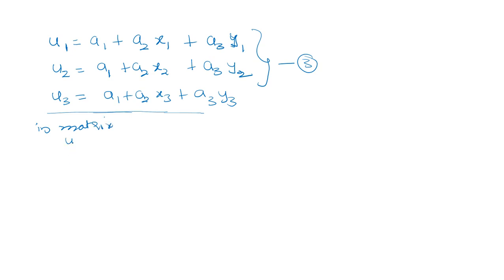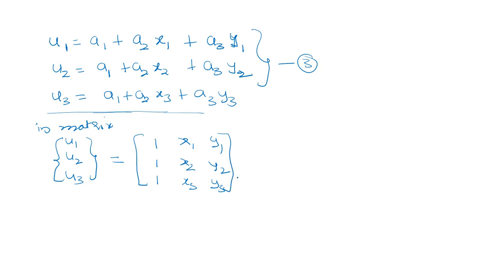So the vector u1, u2, u3 is equal to the matrix with rows 1, x1, y1; 1, x2, y2; 1, x3, y3, multiplied by the vector a1, a2, a3. The same is equation 3.